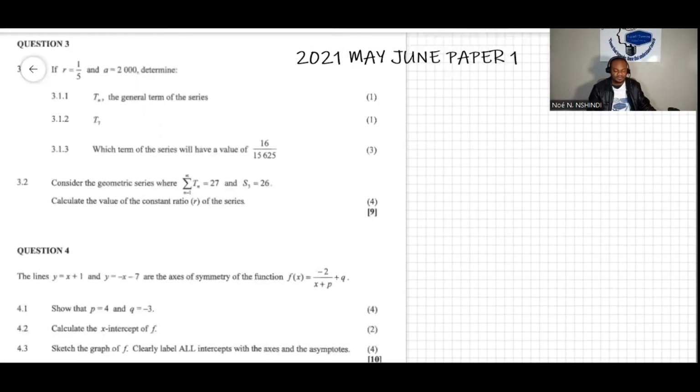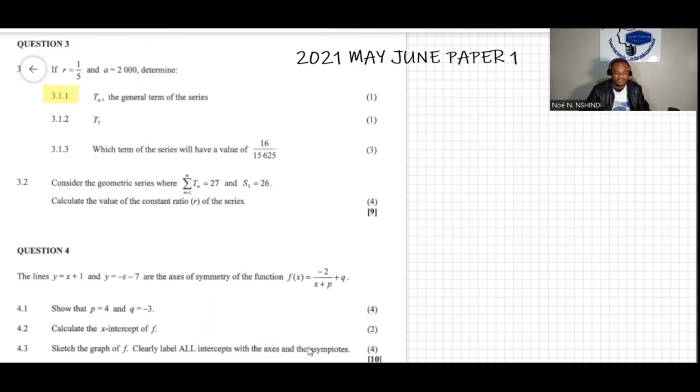Well, excuse me, we have another question here. Question 3. The question says that if R equals 1/5 and A equals 2000, determine 3.1.1: Tn, the general term of the series.